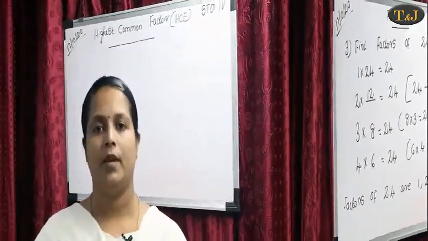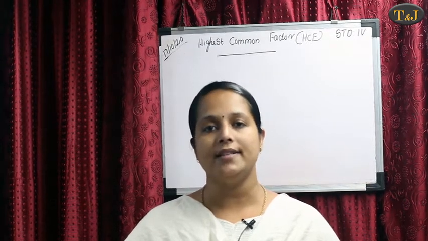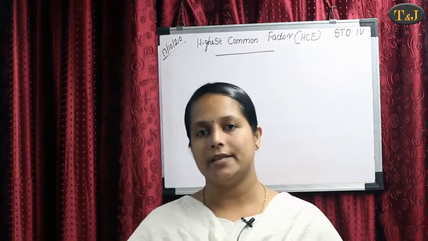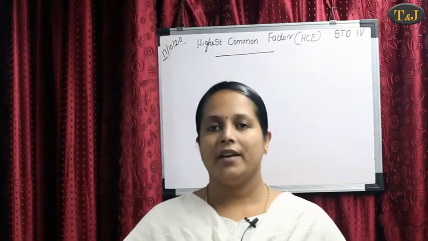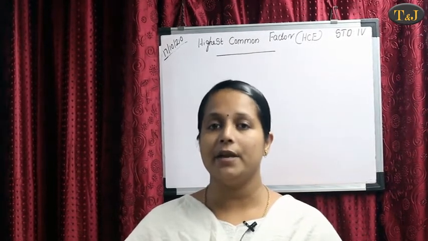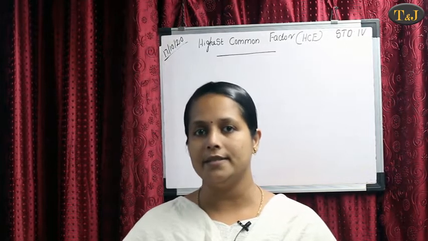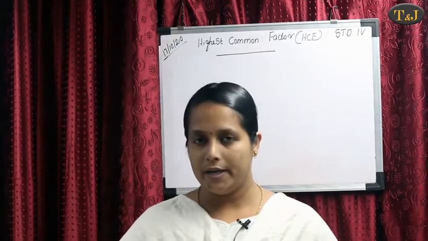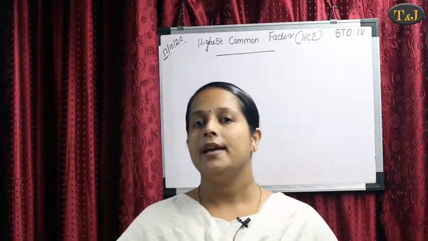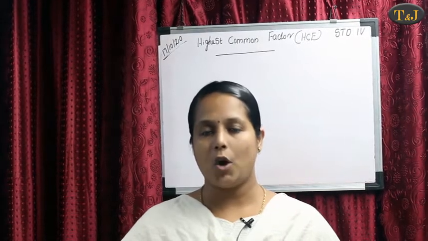Okay. Then our next heading is highest common factor, or HCF. Its other name is greatest common divisor, or GCD. We commonly use the term HCF, highest common factor. In previous classes, we already learned how to find the LCM. That means first we find the multiples, then the common multiples, and at last the least common multiple, that is, the smallest number among the common multiples.